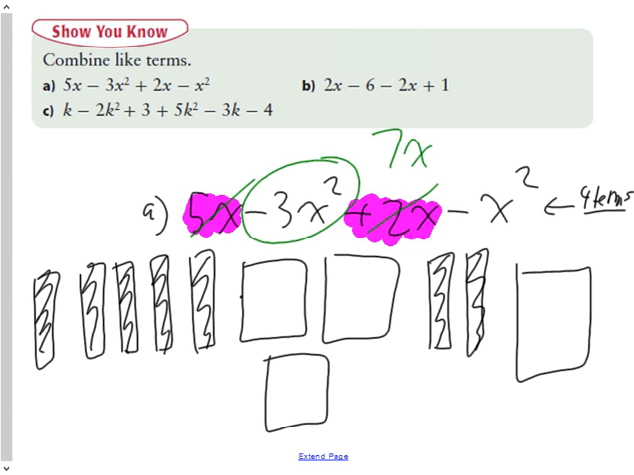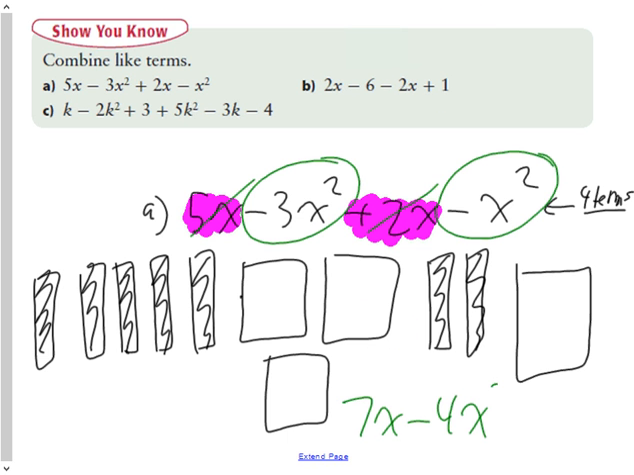negative 3x squared, and find the other like term that is also an x squared tile. And I'm going to combine those to make, I'll do it down here, negative 4x squared. And technically, this four-term polynomial has now simplified down to a two-term binomial.